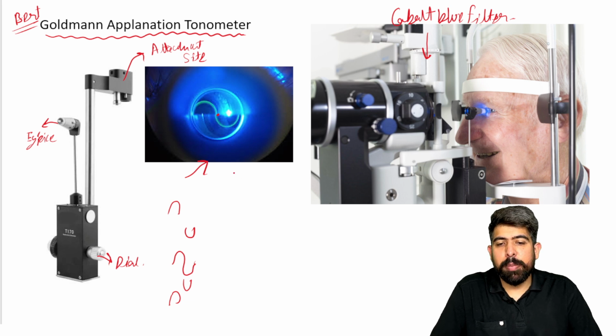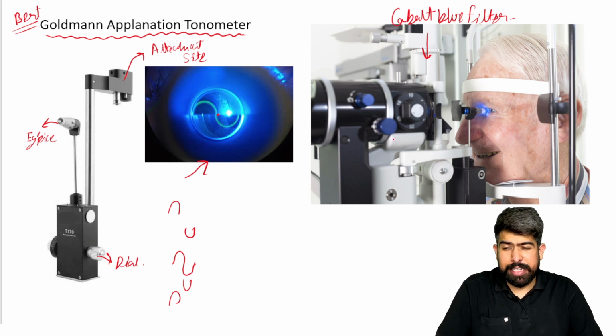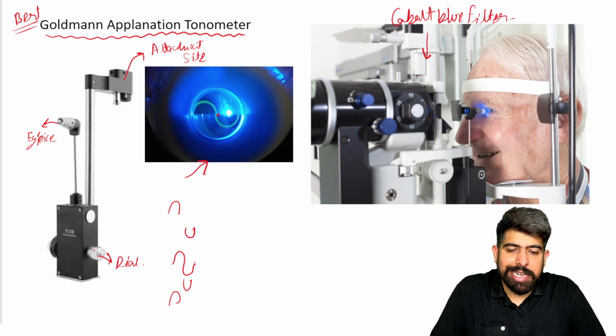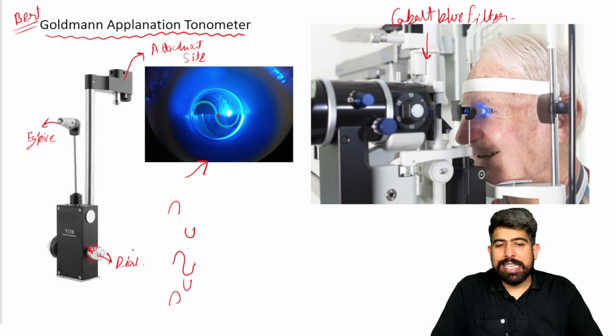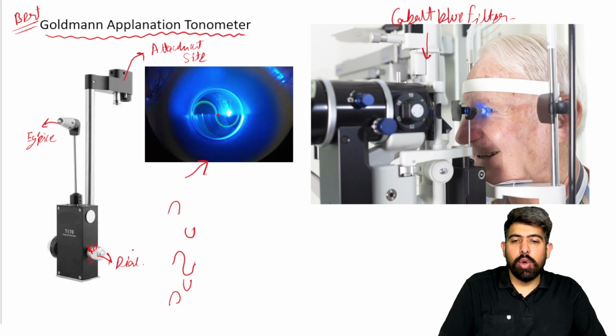When this is done, we tell the patient that he or she can now remove their eye from the Goldmann applanation tonometer, and now I have to read the value on this dial. The values are written on the dial, so I have to see at which value it is pointing. So this is known as your Goldmann applanation tonometer. This is the best tonometer.